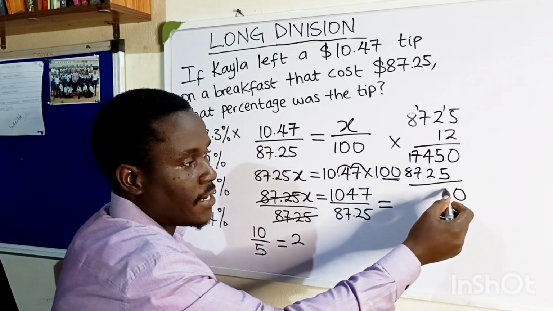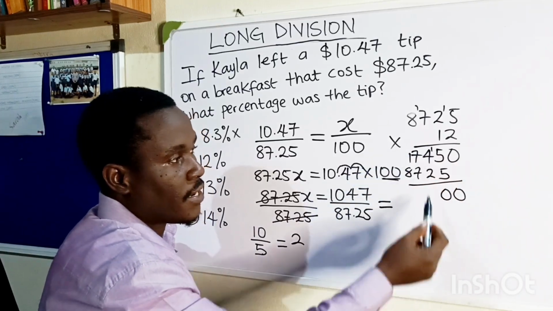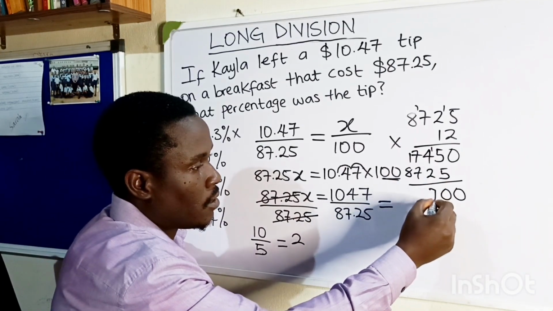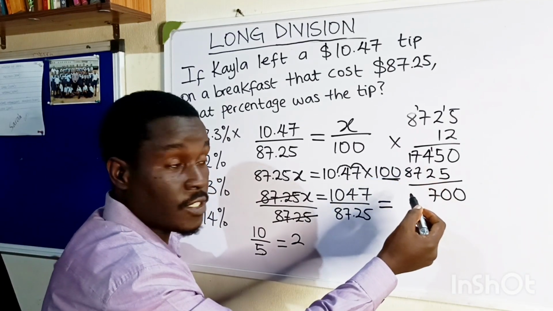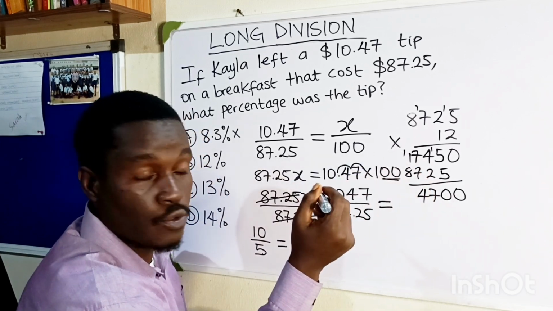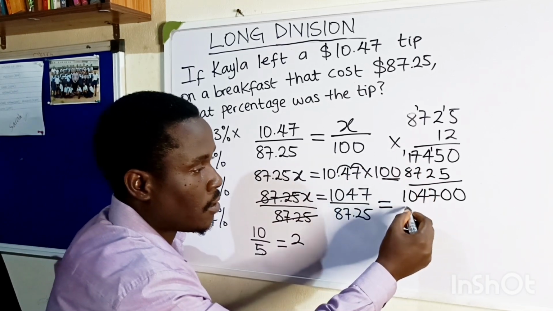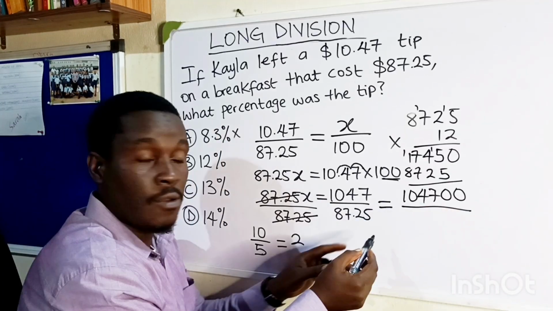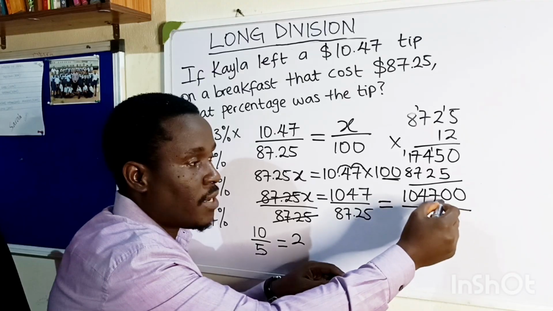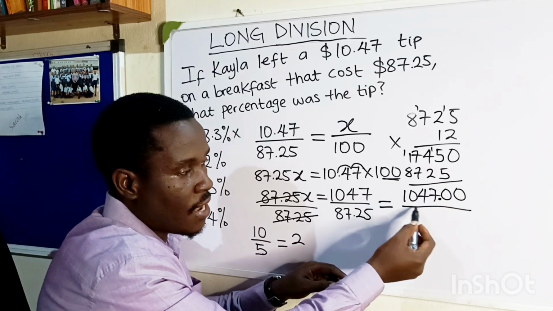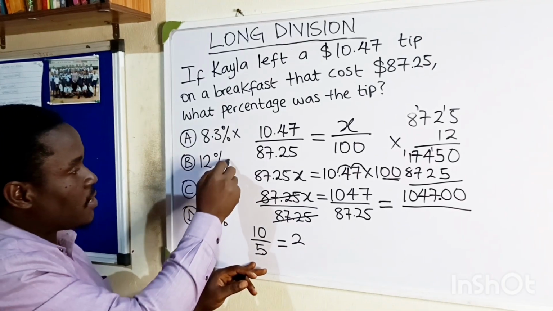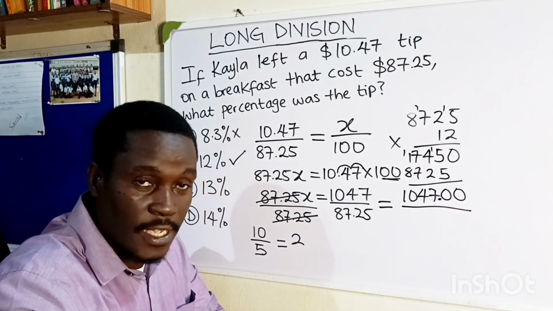5 plus 5 is 10, so we'll put 0 and bring 1 over here. 1 plus 4 is 5. Plus 2 is 7. 7 plus 7 is 14. So we'll put 4 here. I will bring 1 over here. 1 plus 1 is 2 plus 8 is 10. So we have this value here. But remember, this number has two numbers behind the decimal point. So you also check out two numbers behind the decimal point. So the number we have here is 1047. This means 12% is the right answer.